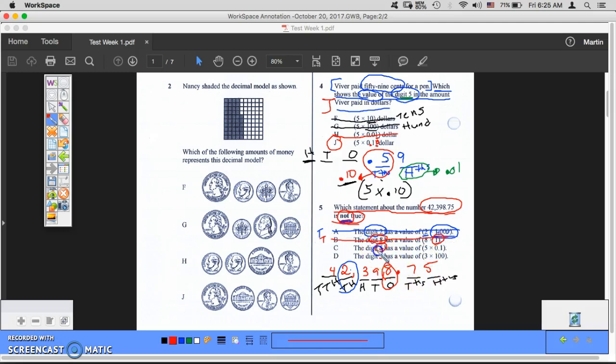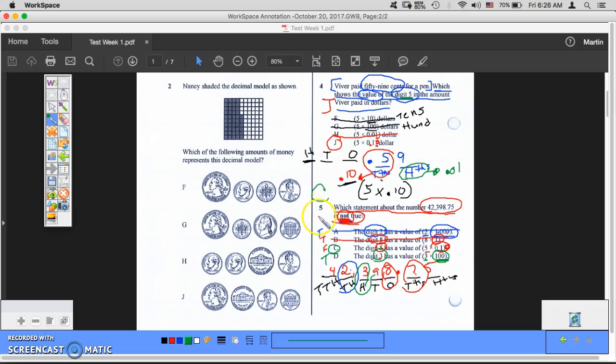Letter C. The digit 5 has a value of, and look right here, it's decimal 1. You can put your 0 there behind it, and you can see that's talking about the tenths. Is there a 5 in the tenths? No, there's a 7 in there. So this one is false. That's a liar. That could be my answer because I'm looking for the one that's not true. Let me try letter D. The digit 3 has a value of 100. So find your hundreds place. There's the hundreds because there's no decimal point, and there's a 3 in there. This one is true. So my answer is letter C because I was looking for the one that's not true.